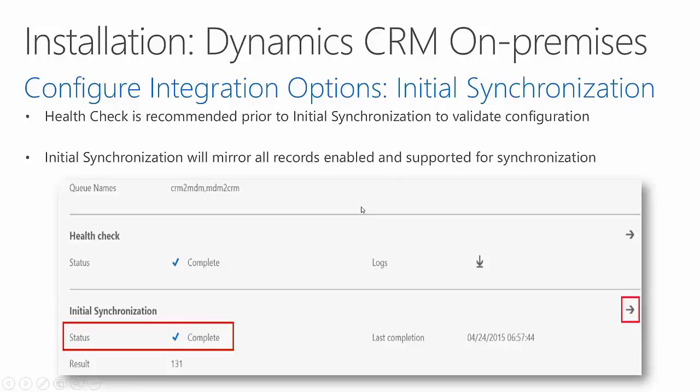When the initial synchronization is initiated, all current records that are supported for synchronization and enabled will be mirrored between Dynamics Marketing and Dynamics CRM. The result field will periodically refresh with the total number of records that have been synchronized during the initial synchronization until the status changes to complete. At that point, the installation and configuration process is complete and the connector is fully functional.